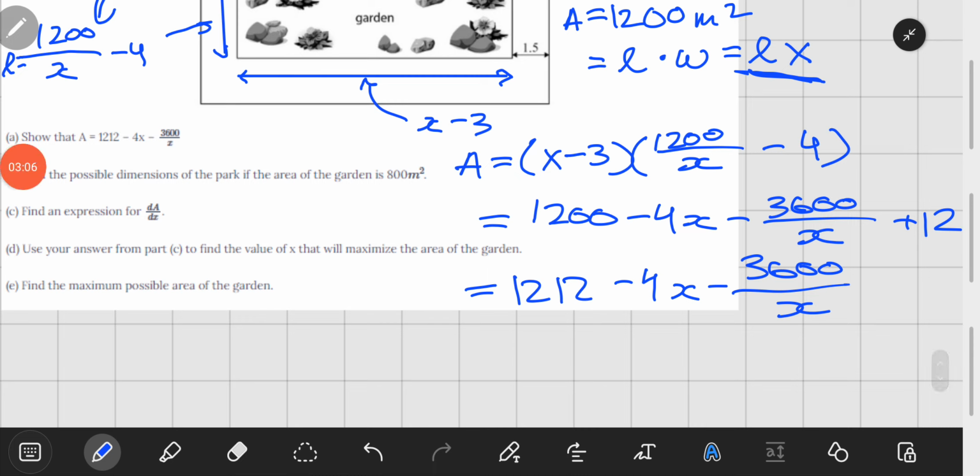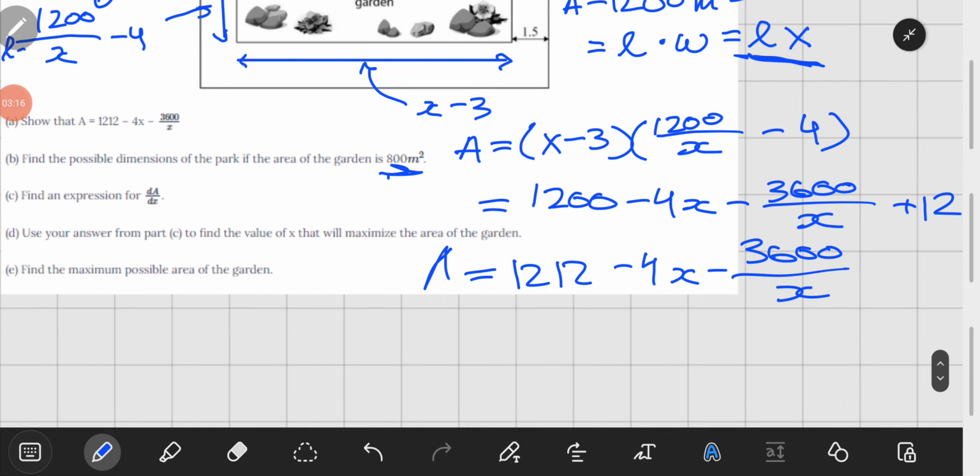Now for question B, we're asked to find the possible dimensions of the park if the area is 800 meters. By using the equation that we've just created for area, we can set area to 800 meters and then solve for x. And then we can solve for our side lengths, our width and length, using the width and length portions of our equation.